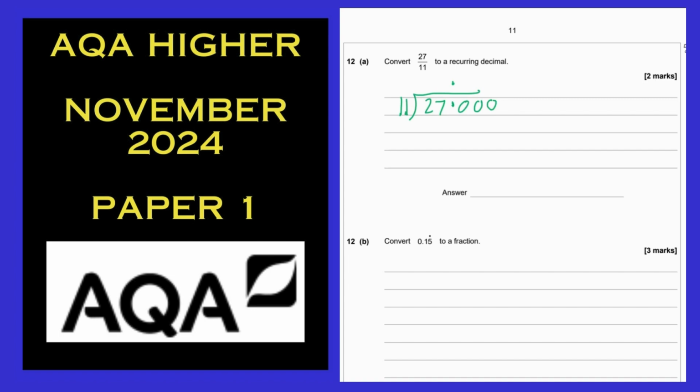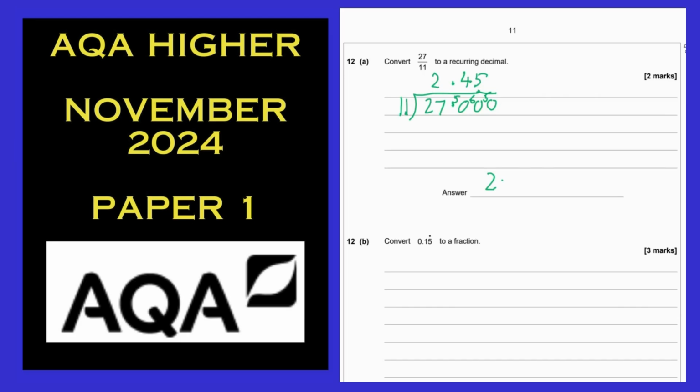11 into 27, goes twice. Count up, count on, your remainder is 5. So we know the answer is 2 point something, but on we go to find the recurring bit. We're looking for where it starts to repeat. 11s into 50, 4 11s are 44, we'll have a remainder of 6. 5 11s are 55, we'll have a remainder of 5. And there we go. If you want to carry on for another step or so, feel free.